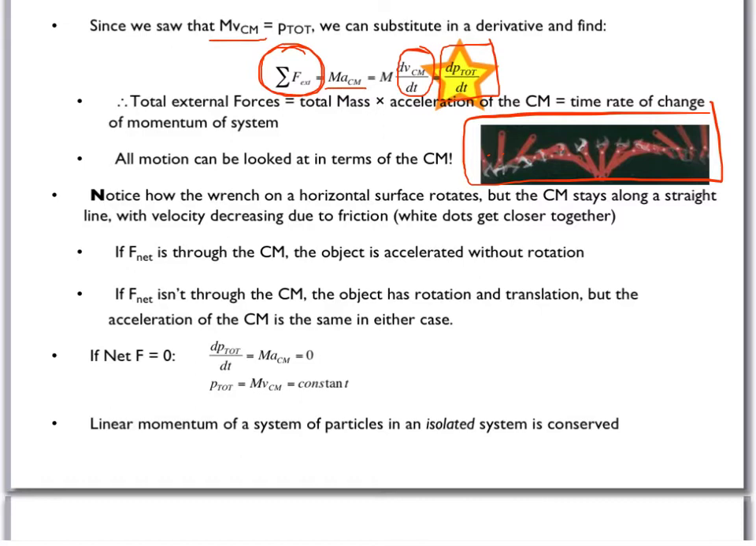Now, if the net force is through the center of mass of the system, then this object would be accelerated without any rotation. It's like pushing on the wrench right through its center of mass.